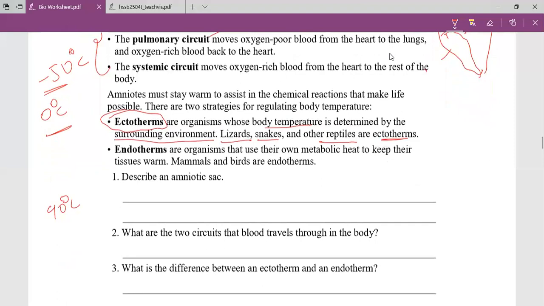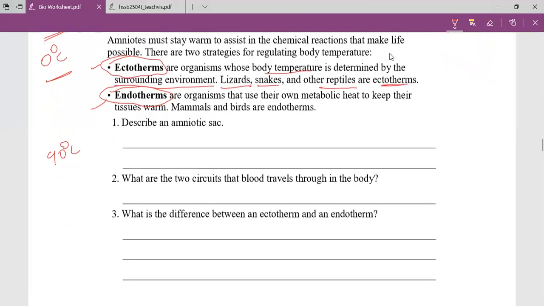But endotherms are organisms that use their own metabolic heat to keep tissues warm. Mammals and birds are endotherms. The only problem endotherms have is that they consume more food because they use more energy to generate heat. But ectotherms can survive on a small amount of food because they don't need to generate much energy. Is that understood?